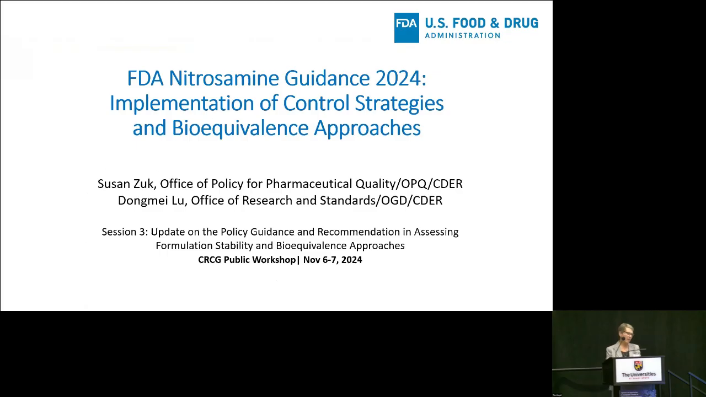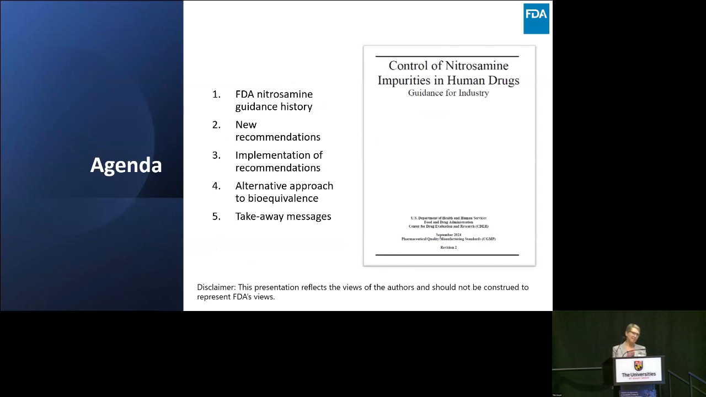So in this session, we're going to be focused on the 2024 Control of Nitrosamine guidance, and we're going to highlight some of the key new information that came in that guidance. Got an image of the guidance on the side in case you'd never seen the guidance before. I'm going to go over a little bit of the history of nitrosamine guidances at FDA, the new recommendations that are found in the 2024 guidance, how industry can best implement the recommendations that are made in that guidance. And Dongmei is going to be talking about alternative approaches to bioequivalence when a manufacturer decides to reformulate their product to mitigate nitrosamine impurities. And then we'll end with some takeaway messages.